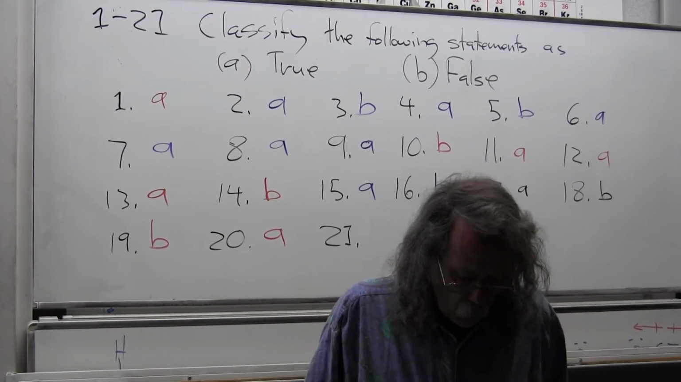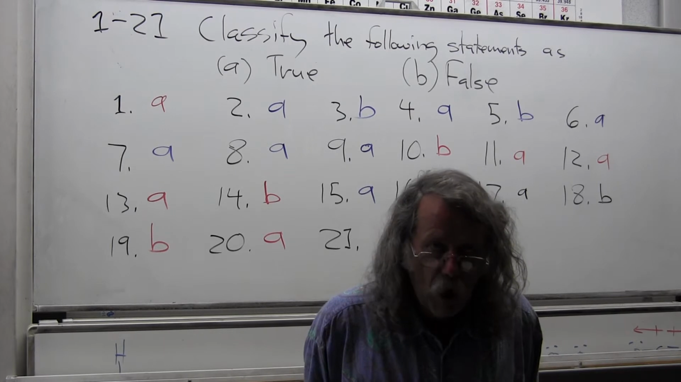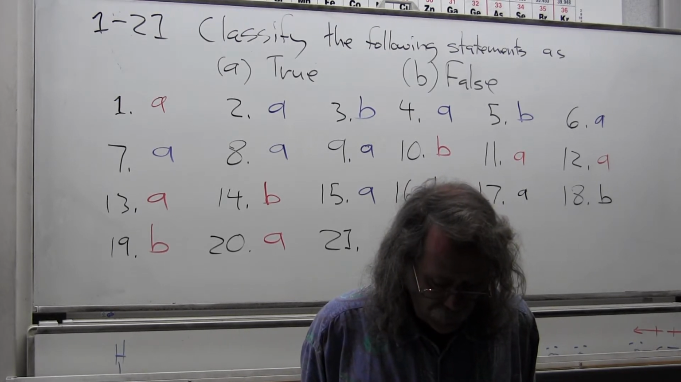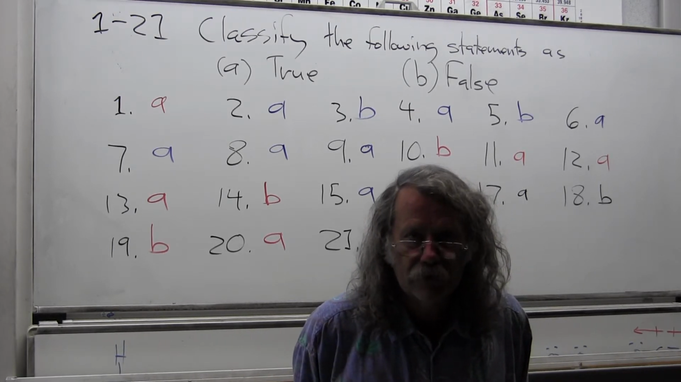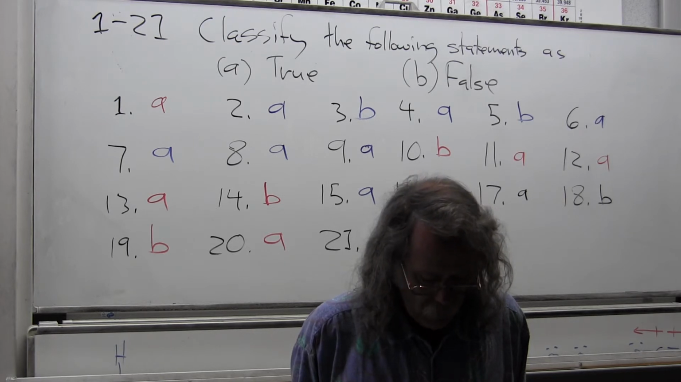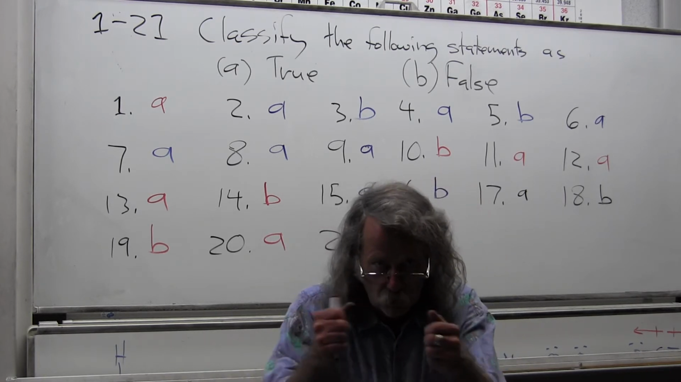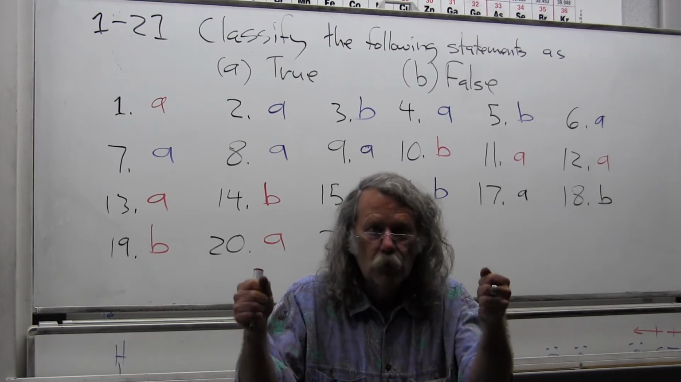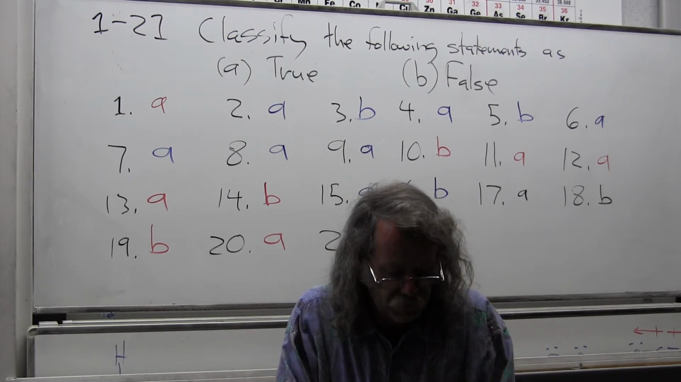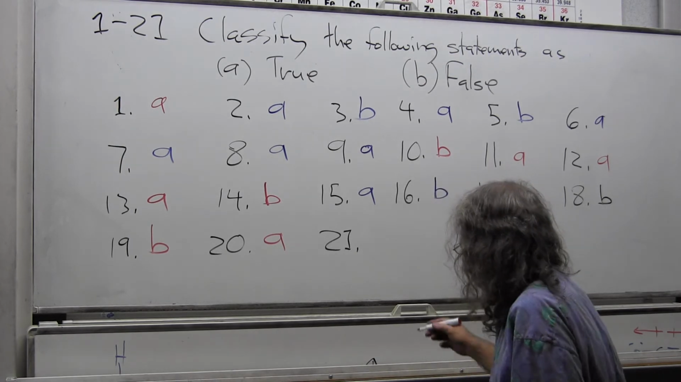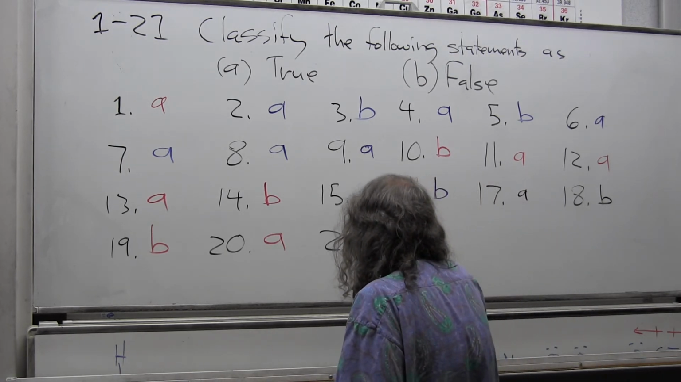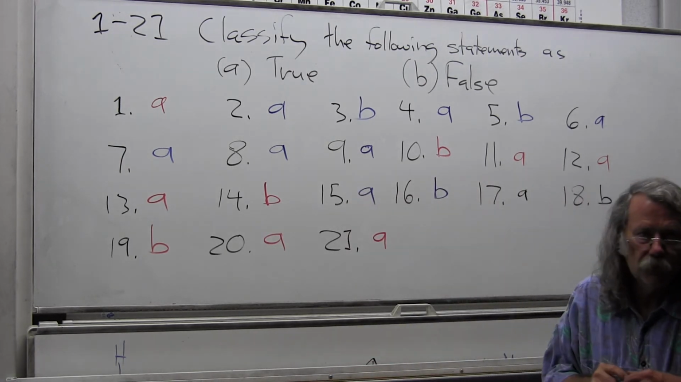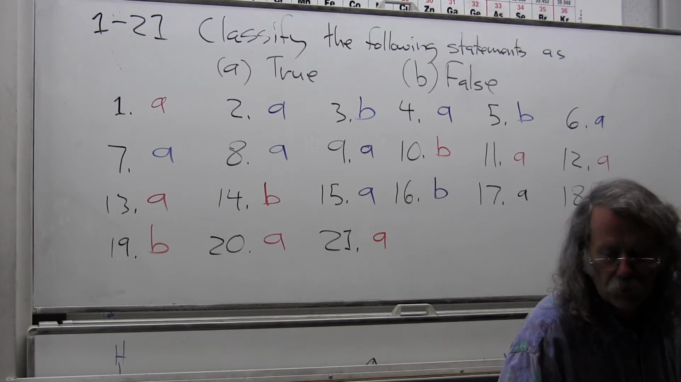Now, number 21. Bond strength increases as bond length decreases. Yeah. The shorter the bond, the stronger the bond. The longer the bond, the weaker the bond. So that is another way of saying that very thing. So this is true. And that is the true-false questions on this practice midterm.